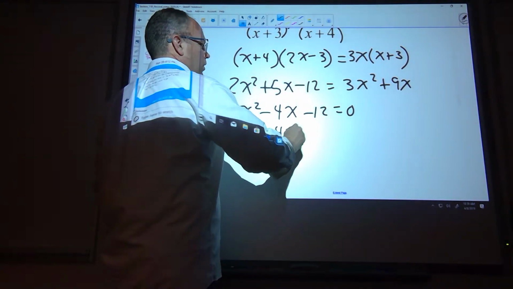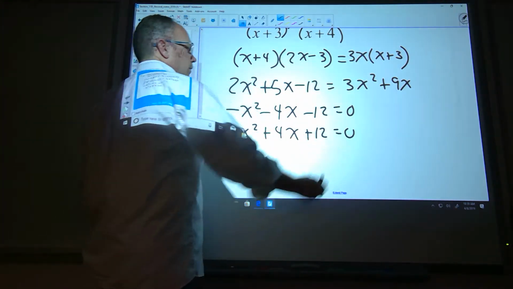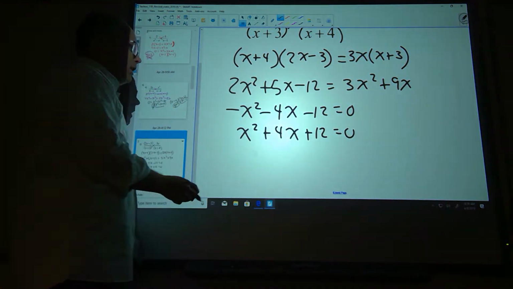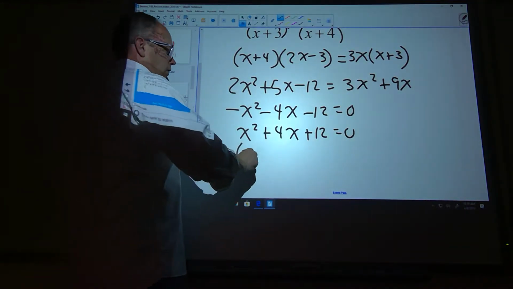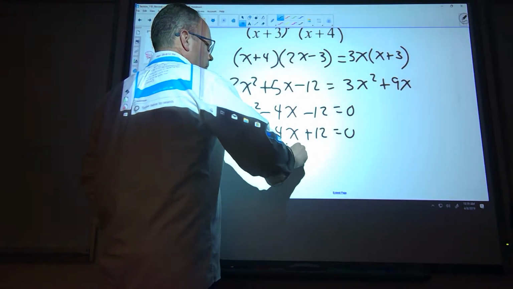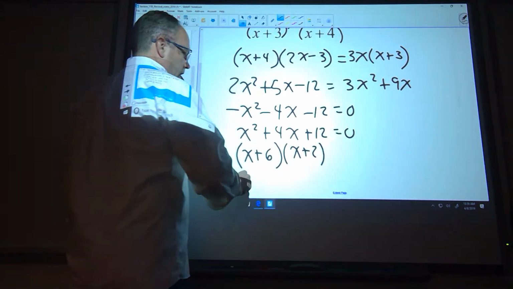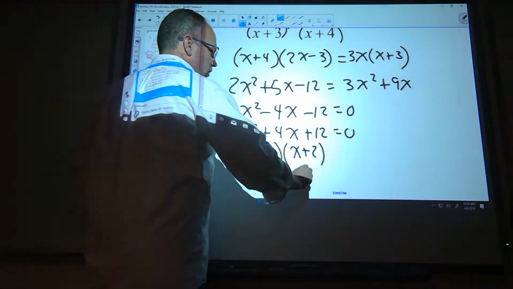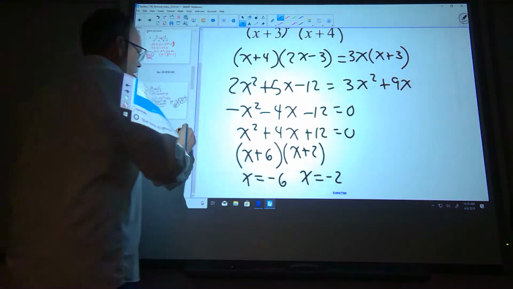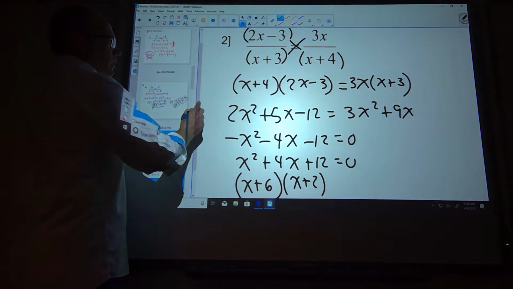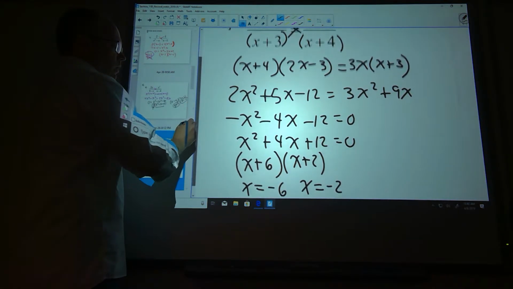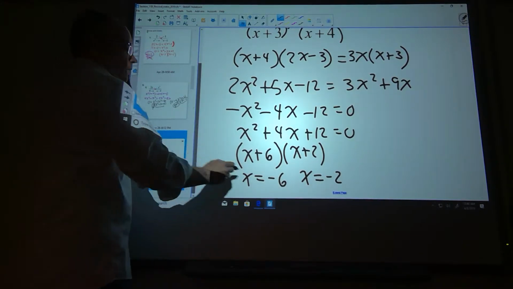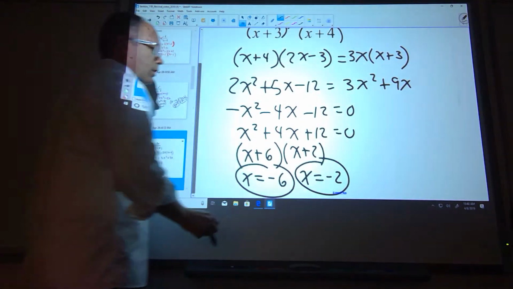A good way to go about this problem, multiply everything by negative. So you get this. Of course, if you multiply 0 by negative, it doesn't change it. And what is that? x plus 6, x plus 2. So my answer should be x equals -6 and x equals -2. And take a look. Do any of those give me a denominator of 0? They don't. Cool. There's my two solutions.